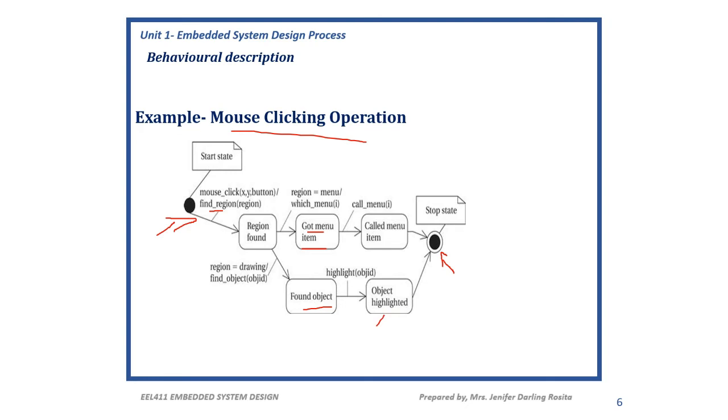Okay, so highlighting or calling the menu, those things are called events. And after that, the event is what? It's only a mouse clicking operation. So after clicking the mouse, what happens? The event is finished, right? So we are going to the stop state. Okay, right?